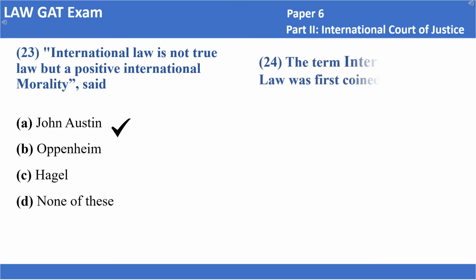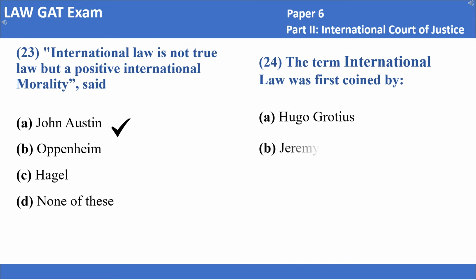The term international law was first coined by, is it option A, Hugo Grotius, is it option B, Jeremy Bentham, is it option C, Hegel, or is it option D, none of these? The correct answer is option B, Jeremy Bentham.